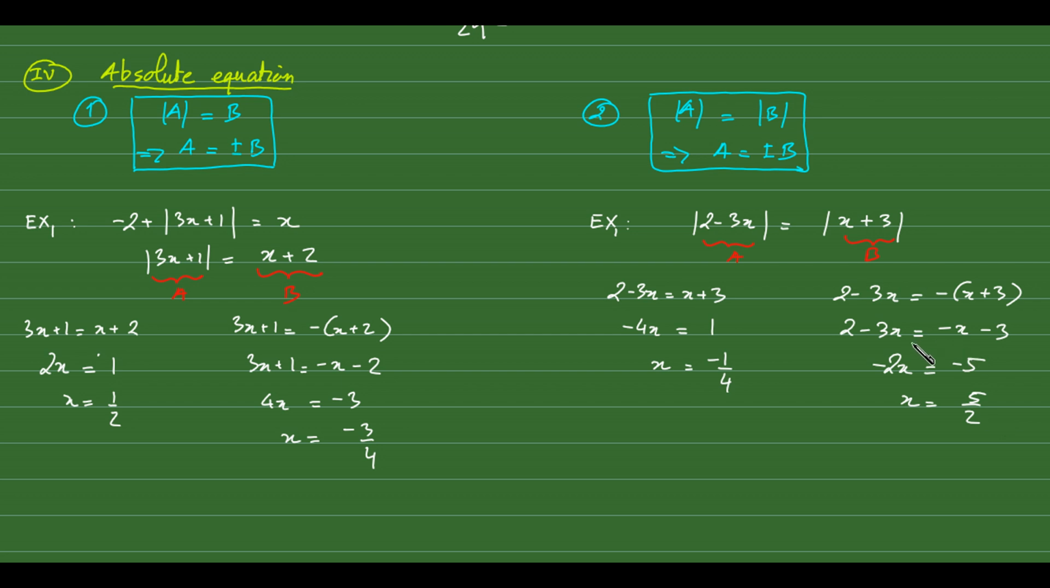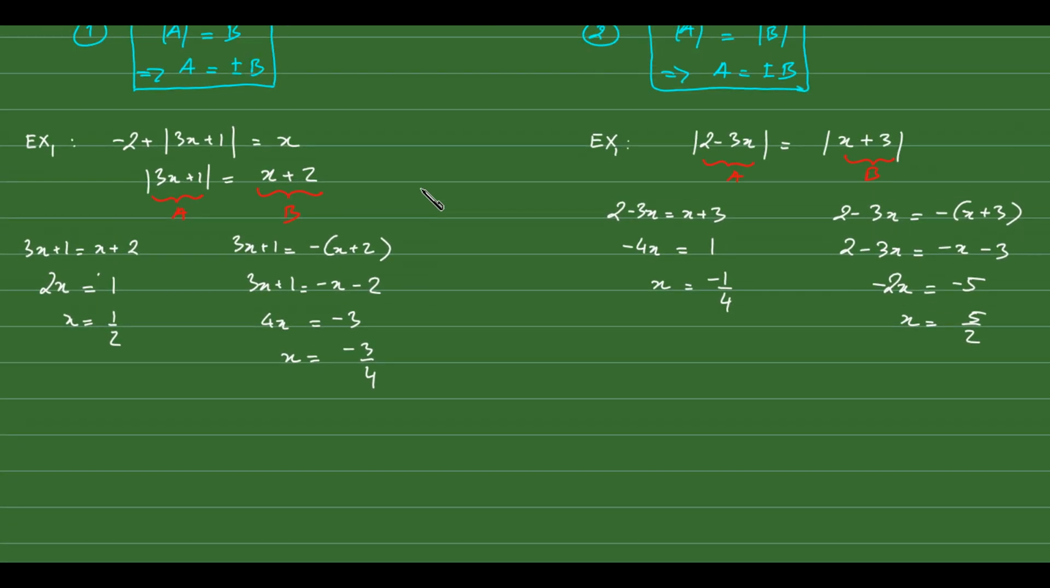Again, you have to check if this is the correct answer or not. You have to plug into the x, plug negative 1 over 4 into here and negative 1 over 4 over here, and see whether they equal each other or not. Plug 5 over 2 here, 5 over 2 here to see if it is equal or not. If it does not equal, then it's no solution. If it equals, then it is a solution. Now let's get back to the first formula.